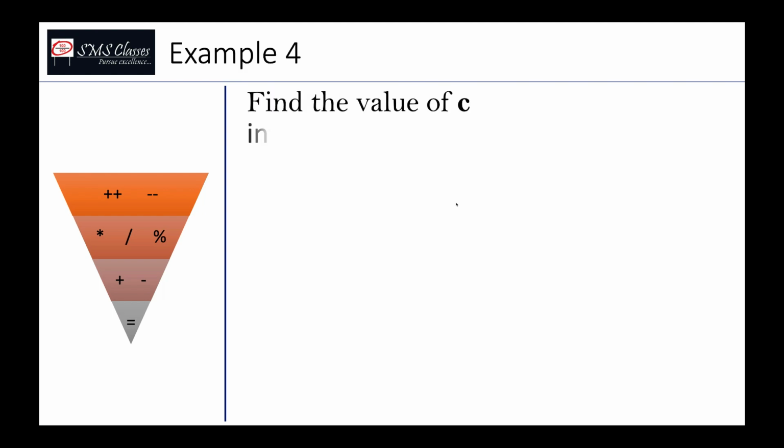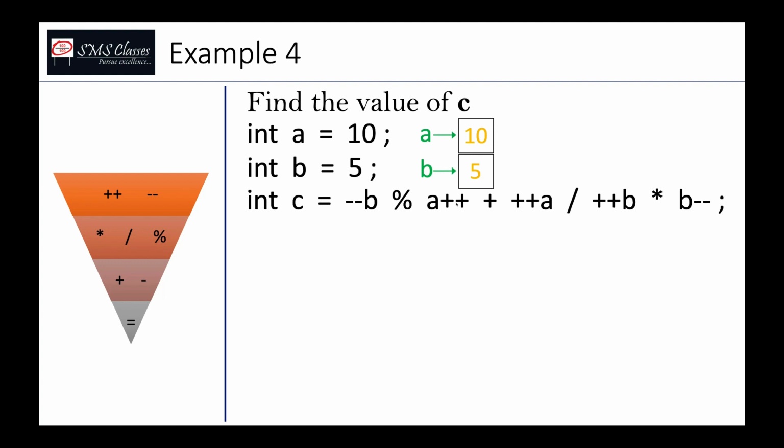One more example. A value is 10, B value is 5, and an expression is given. What is the value of C? So again, start doing it step by step. The first precedence is increment decrement from the left. So minus minus B, you first decrement and substitute. Post increment, you first substitute, then increment. Pre-increment, you first increment and substitute. Pre-increment, again you increment and substitute. Post-decrement, you first substitute, then decrement.